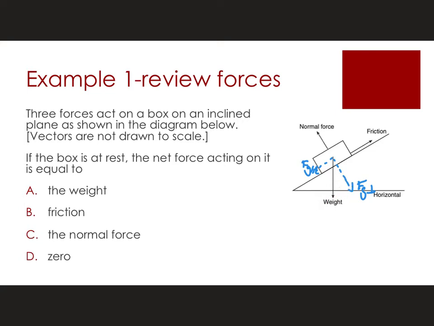So if the box is at rest, going back to the question, the net force acting on it is equal to, well, actually, we did all that work for nothing because the answer is 0. It's at rest. It has a constant velocity of 0. Well, not really for nothing, because we need to make sure we understand this vector work for questions coming up.